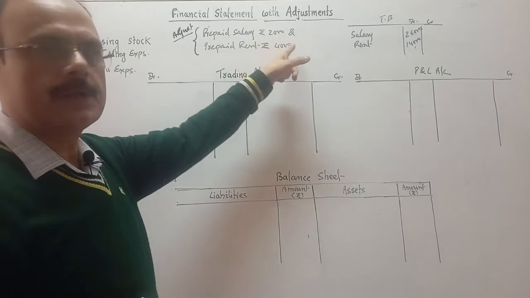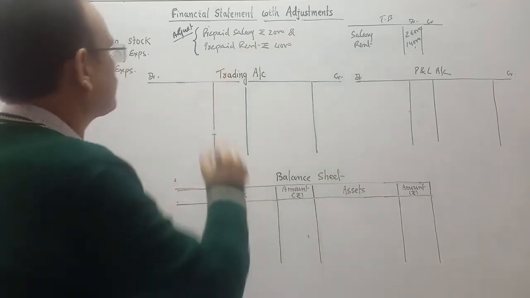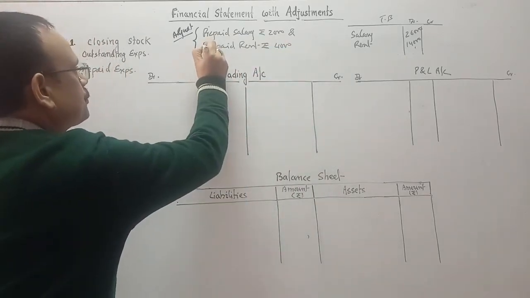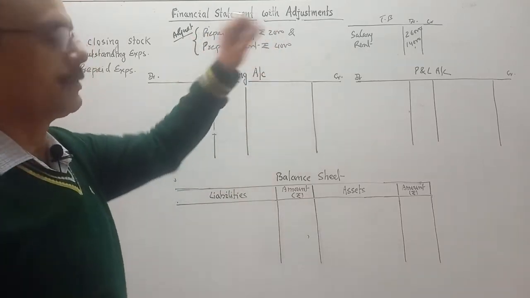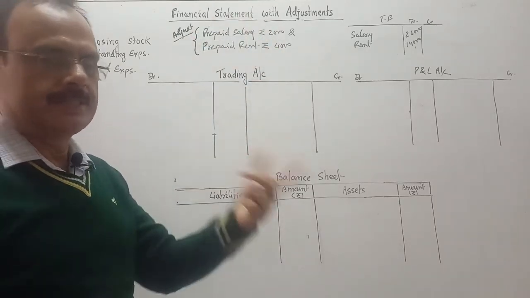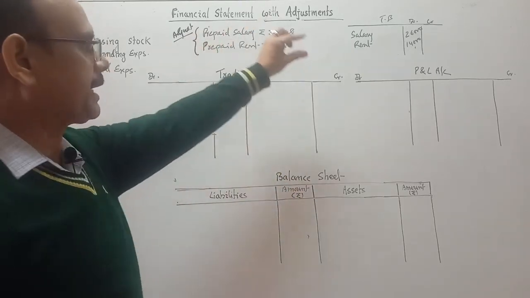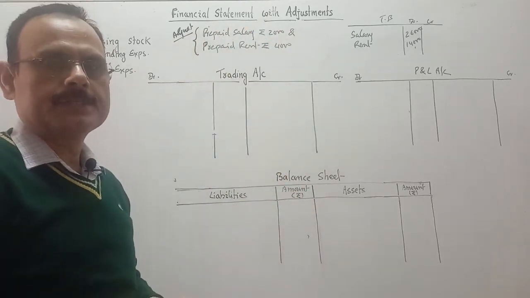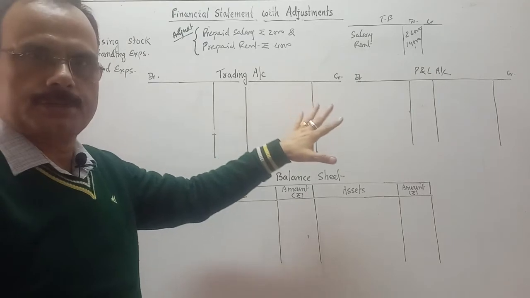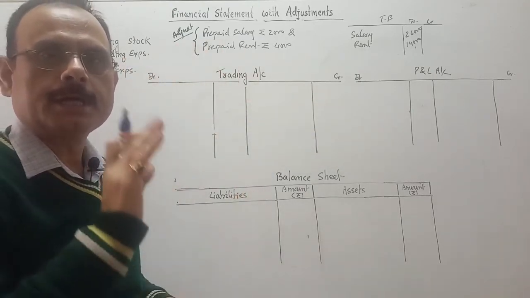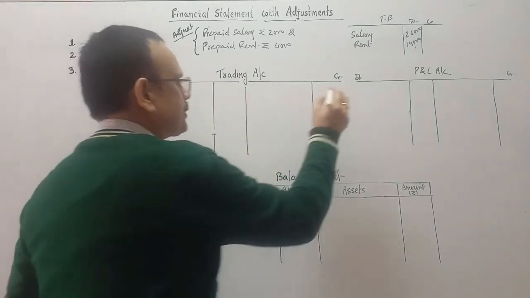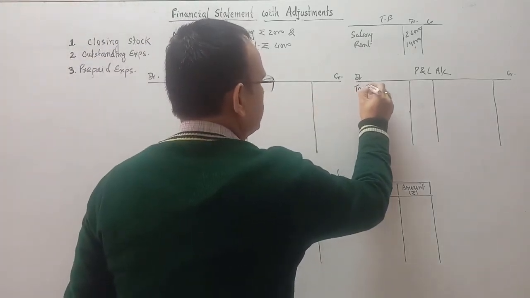Prepaid salary is 2,000 and prepaid rent is 4,000. How will we adjust it? You know the salary and rent are reflected in which account? Trading or profit and loss? Salary and rent are shown in the profit and loss account. It's an indirect expense. So write it to salary over here.